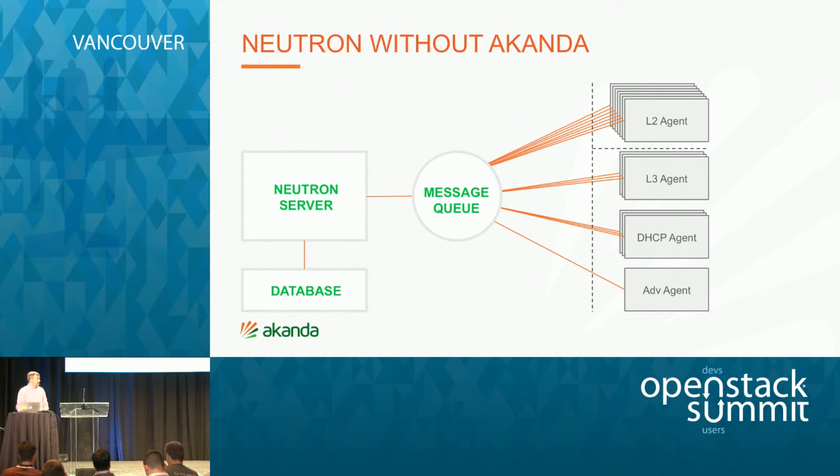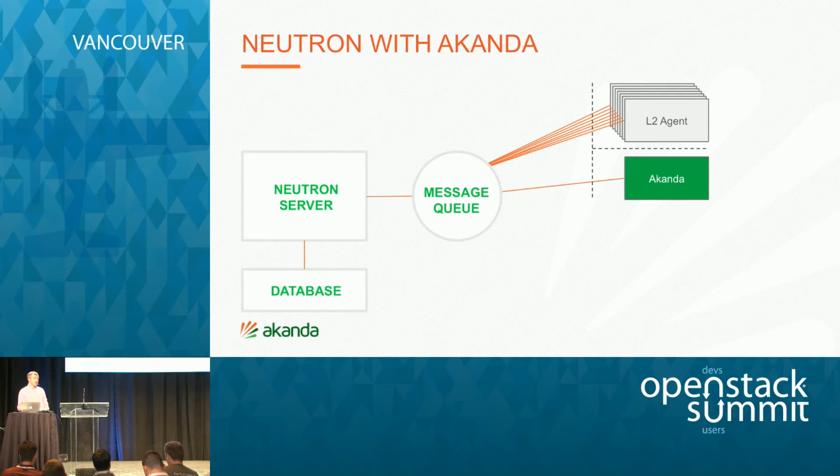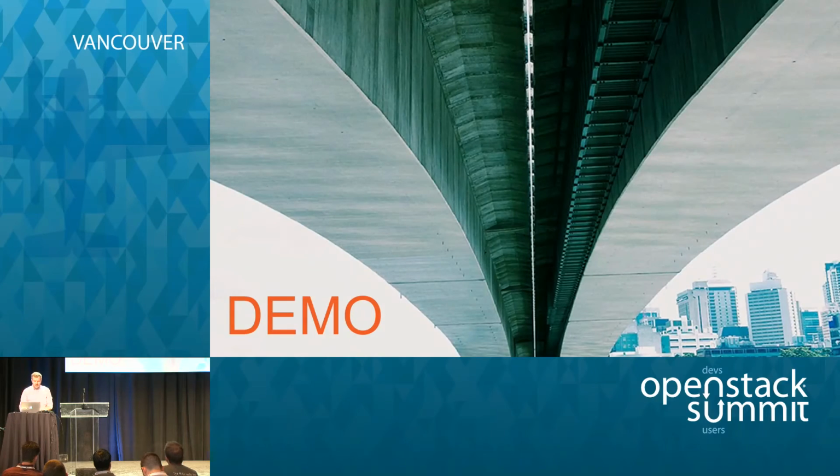So with Akanda, we can actually simplify this story significantly, because we can replace the layer 3 agent, the DHCP agent, and the advanced services agent with a single Akanda service which manages and orchestrates the network services for you. So now, time for a demo.